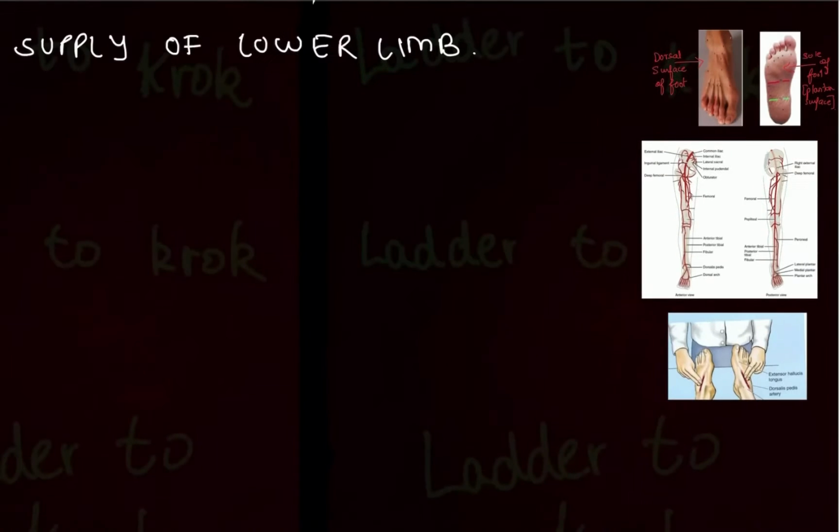So now let's start with the arterial supply. First of all, we'll start with the common iliac artery. But before that, when we were doing the arch of aorta, I told you the parts of the aorta: the ascending aorta, the arch of aorta, the descending aorta. The descending aorta will go into the abdomen and supply the abdomen. So when it enters the abdomen, we call it the abdominal aorta.